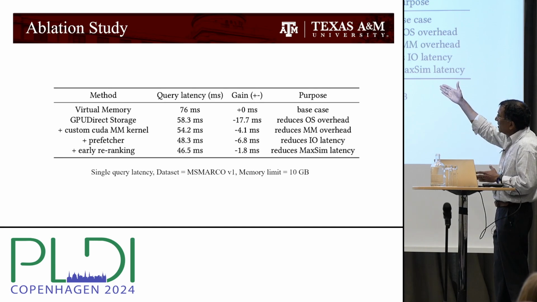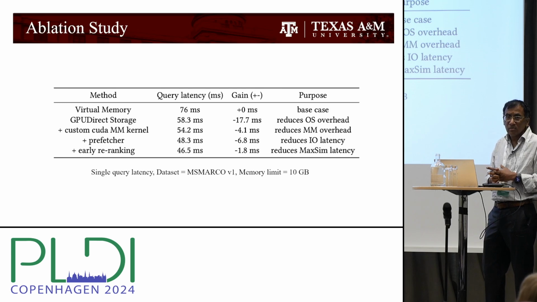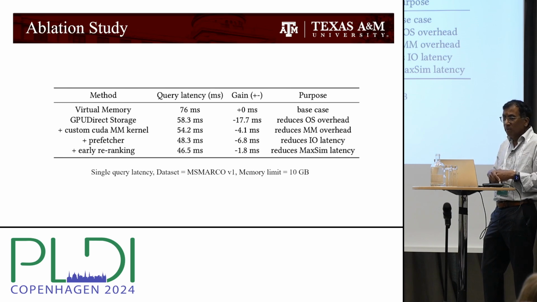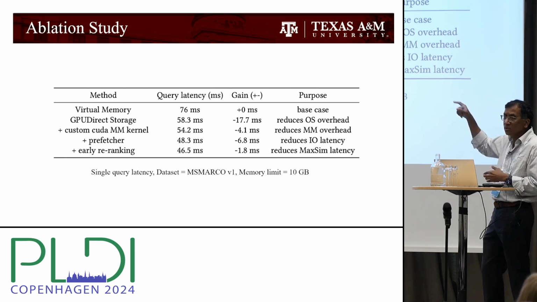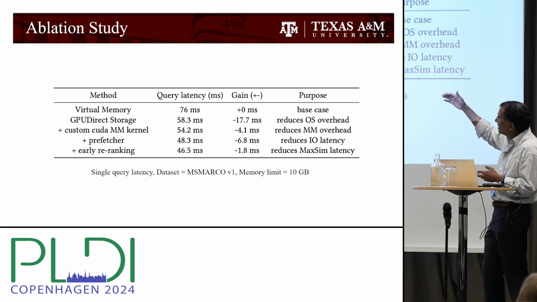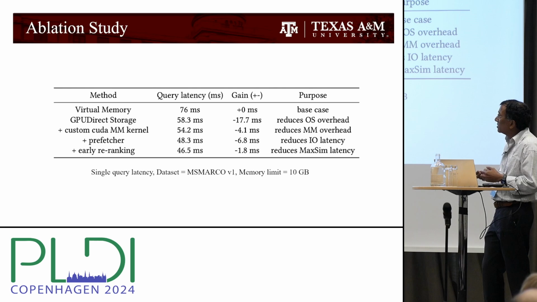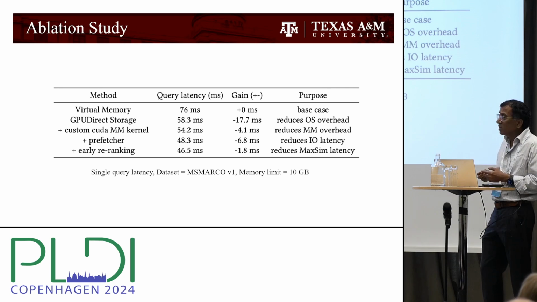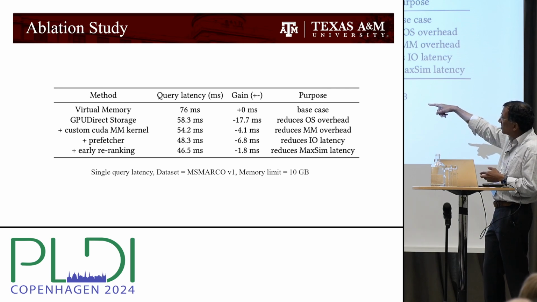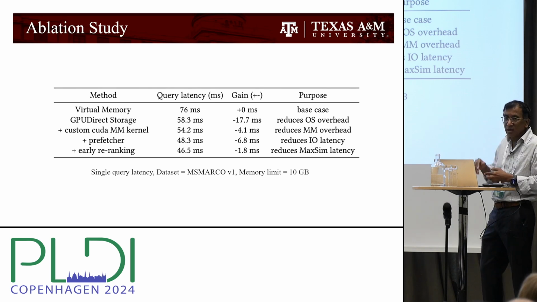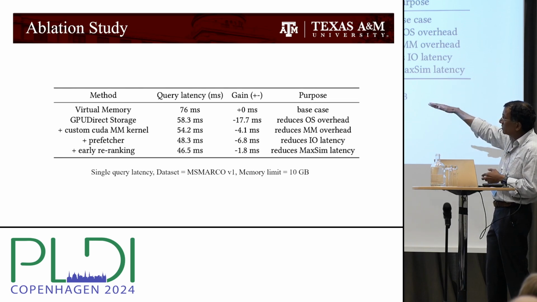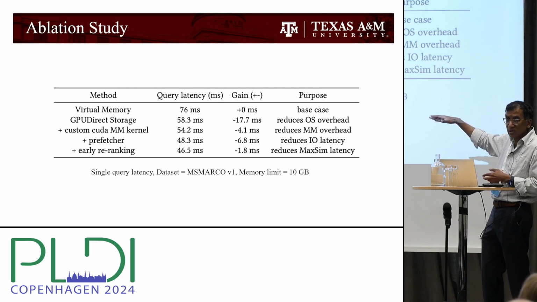So if you take the data from virtual memory, the latency is 76 milliseconds. And instead of using virtual memory, you use GPUDirect storage. And so that knocks it down from 76 to 58.3 milliseconds. So GDS is bringing that gain from 76 to 58. We use the custom CUDA kernel that reduces the latency by another 4 milliseconds. The prefetcher reduces it by another 6 milliseconds. Early re-ranking reduces it by 2 milliseconds. So this is giving you where the gains are coming from. And so this is basically going from 76 milliseconds to 46 milliseconds through various stages of things that we've used in here.